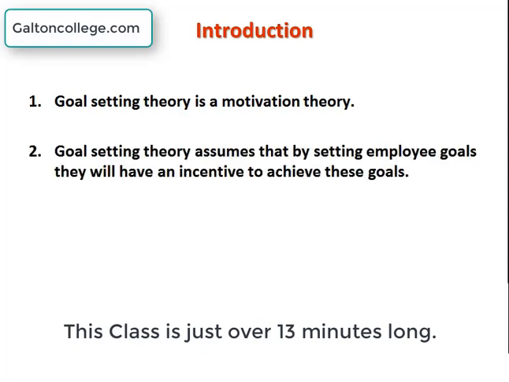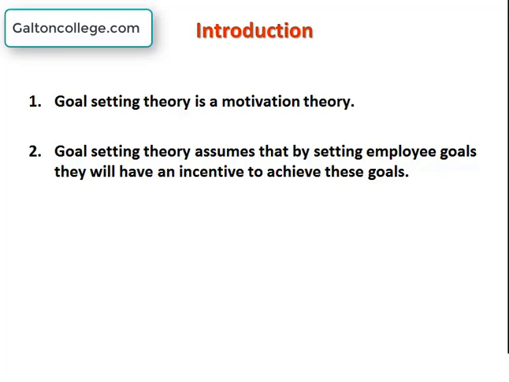It assumes that by setting employee goals they will have an incentive to achieve the goals. So the theory behind goal setting is that once the employees know what the goals are, they will strive harder to try and achieve those goals. So it's important to have something to aim at. It's important that the employees know the direction in which the company is moving, know what's required of them, so that they can strive to achieve what has been asked.